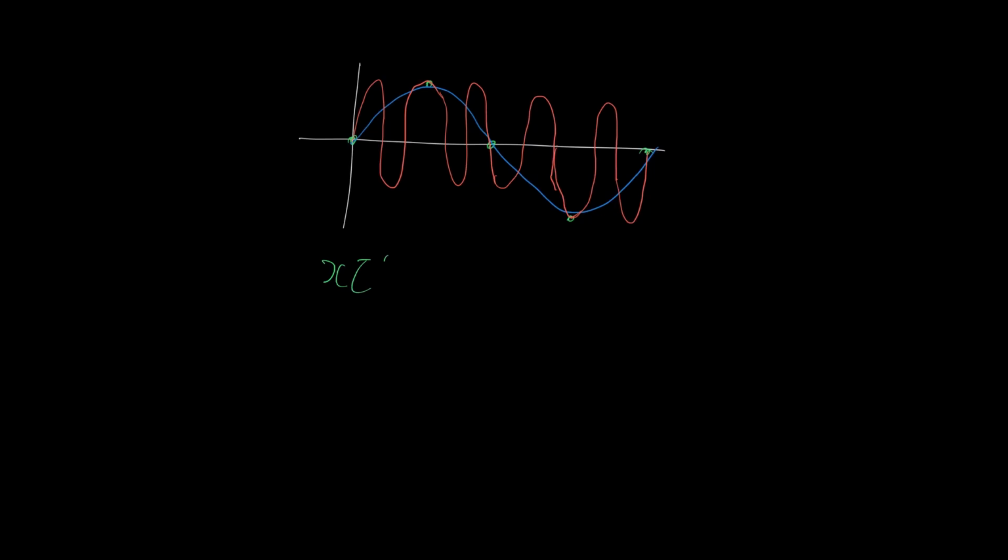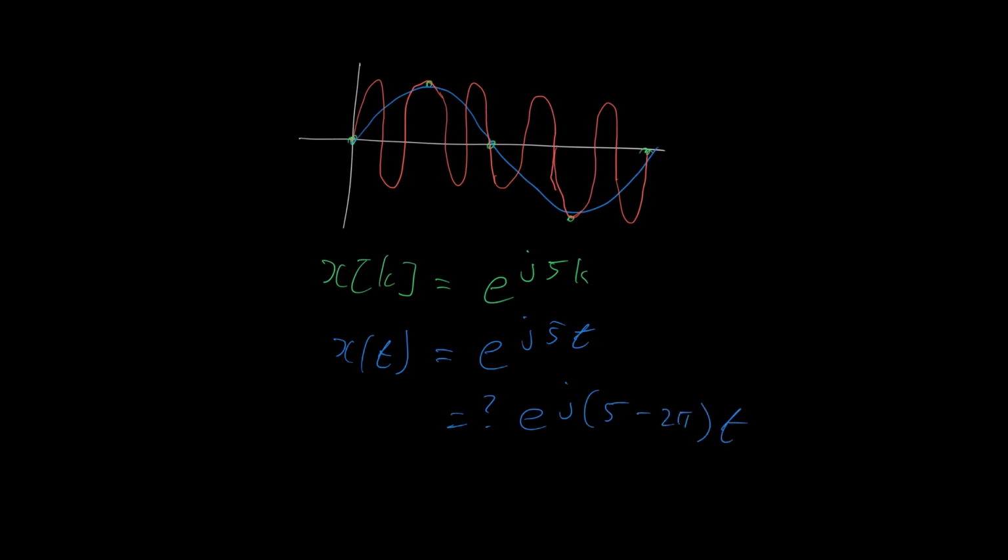I am given a sequence x of k, and I somehow discover that I can write x of k as e to the j 5k. I can now find an infinite number of possibilities for my x of t that will equal x of k whenever t equals k, an integer. For example, I can choose x of t to be e to the j 5t. That's easy. But I can also choose it to be e to the j (5 minus 2 pi) t, and that will also agree with my samples at every point k an integer.